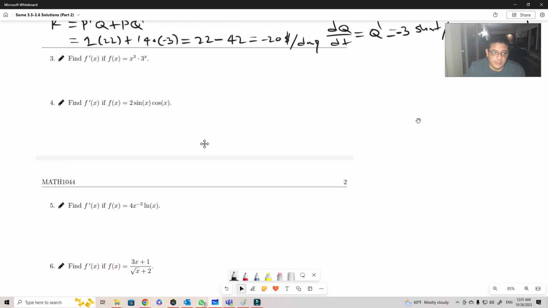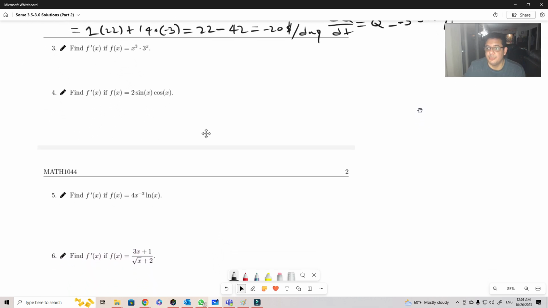Now, let's go directly to calculating product rules with some functions. So here we have that f of x is x cubed times 3 to the x. So at this point, I'm going to work directly over the formula of the product rule without making any statements of the product rule. So derivative of x cubed is going to be 3x squared times 3 to the x plus x cubed times the derivative of 3 to the x, which is 3 to the x log of 3.